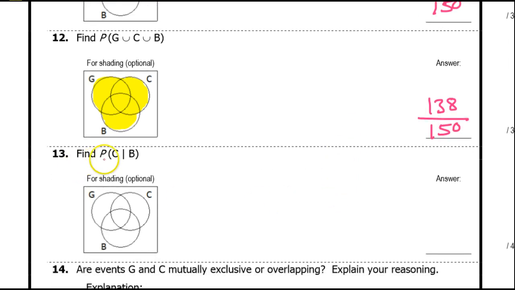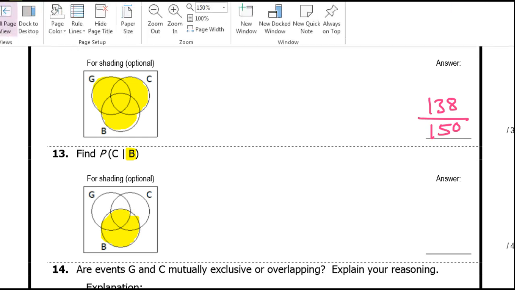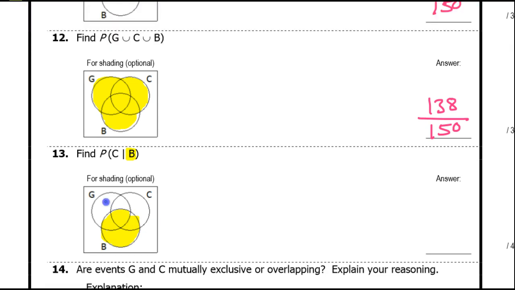Now this is the probability of C given B. We love these problems. We'll just follow our procedure. You highlight the given part and cross out everything else. So we're going to highlight the B part, and we're going to cross out everything else. So we're just going to cross out this and this and this and this.